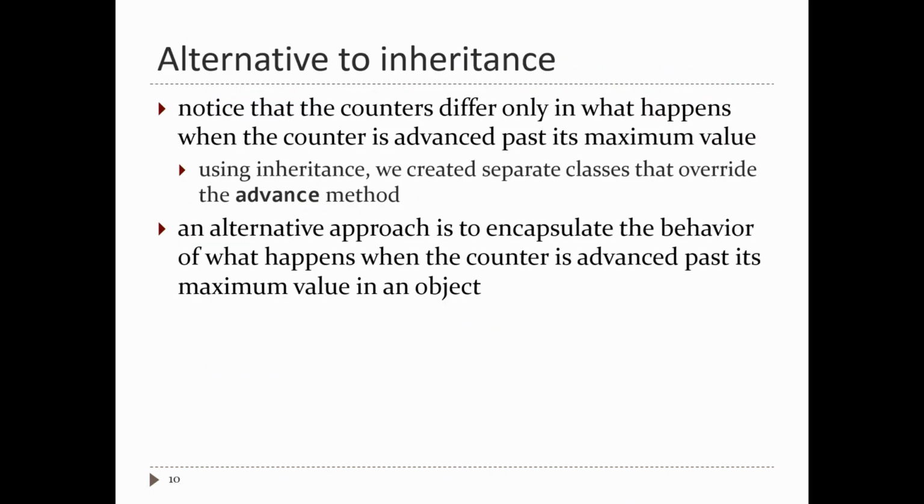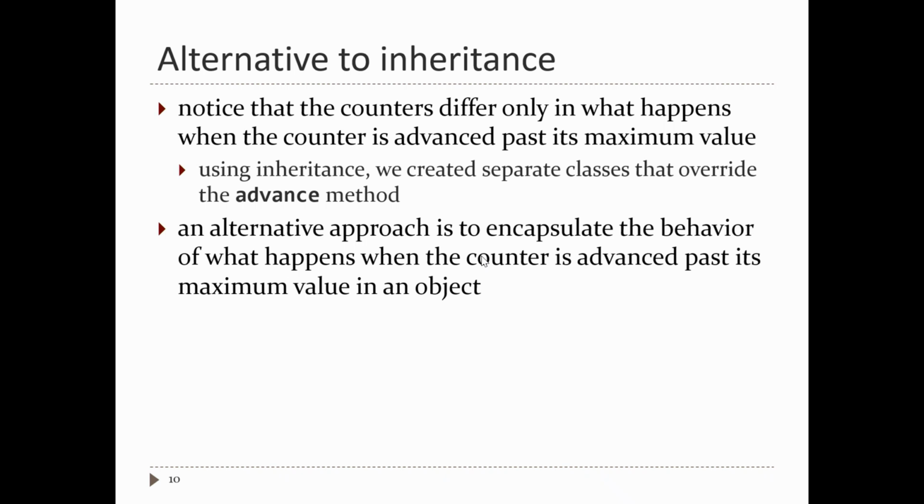Okay. So in this example here, we've used inheritance to implement a bunch of counters that behave differently when the counter gets advanced past its maximum value. So using inheritance, we create separate classes that all they do is override advance. There's a different way to implement this. There is a different approach to solve this problem. If you want counters that behave differently when they hit advance, you don't have to use inheritance. There's another way to do this.